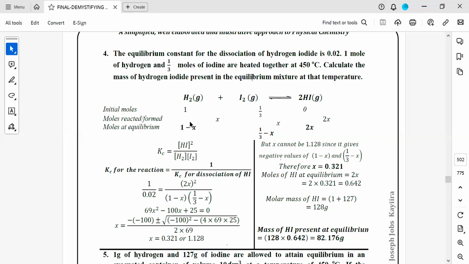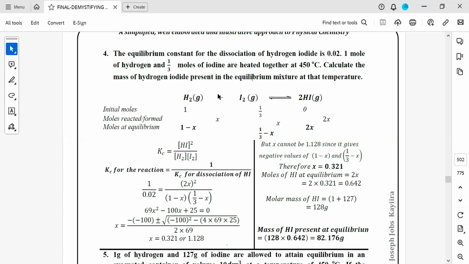And of course, if we don't know the number of moles that were formed or those that reacted, we denote them with any letter. You don't restrict yourself to X unless it's the one you actually feel comfortable with. Then the number of moles at equilibrium are 1 minus X, and then 1 over 3 minus X, and then we have 2X. But remember, in this case, the number of moles that were given were the ones for the formation of hydrogen iodide. So we can find the Kc using that given value.